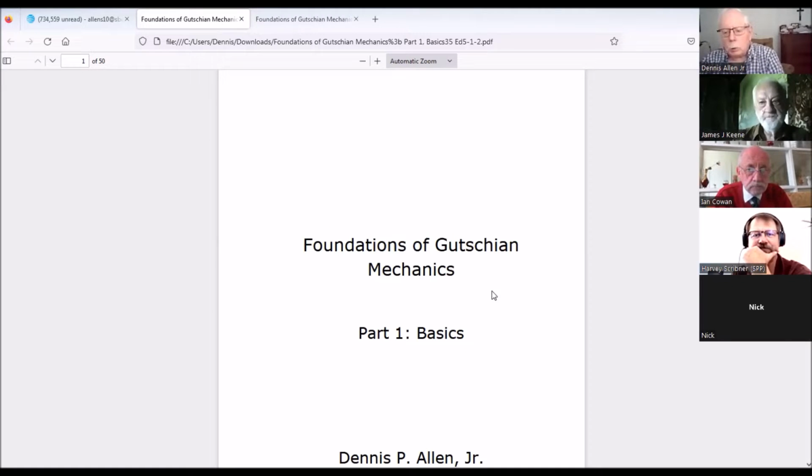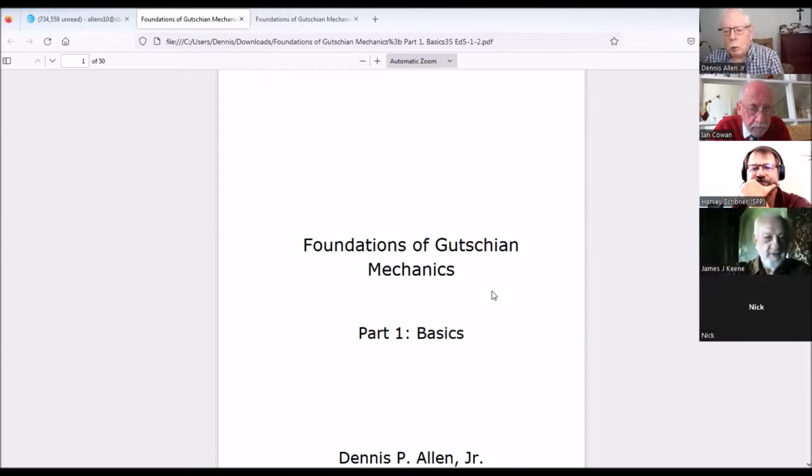This is the alternative meeting for Saturday, October 22nd, 2022. And my name is Dr. Dennis Allen Jr., and I'll be presenting on foundations of Gutschian mechanics and the basics, by which I mean the conceptual basis of Gottfried J. Gutsche's mechanics. He's written a number of books on mechanics, all of which are on Amazon.com.